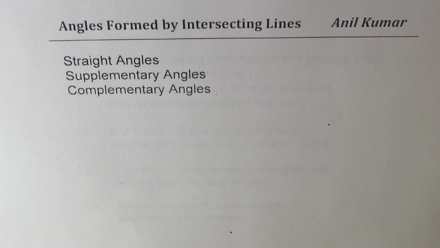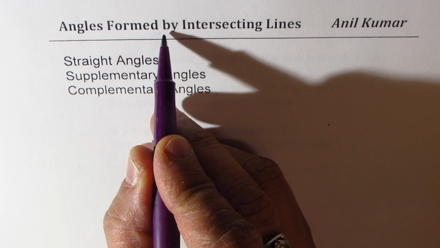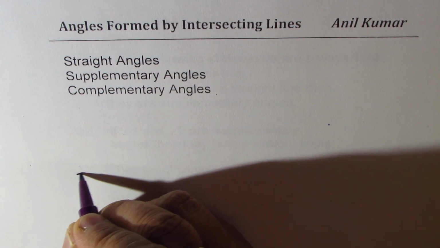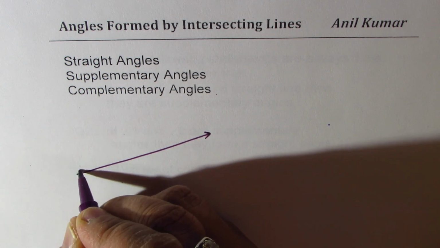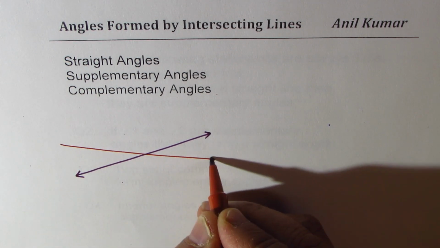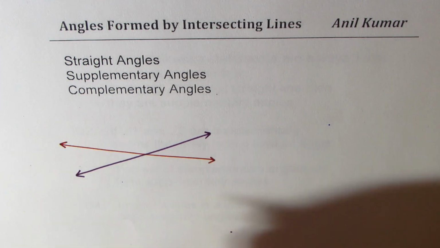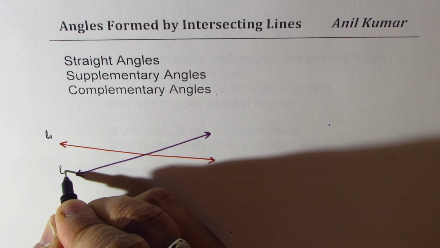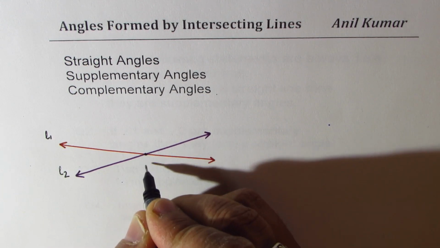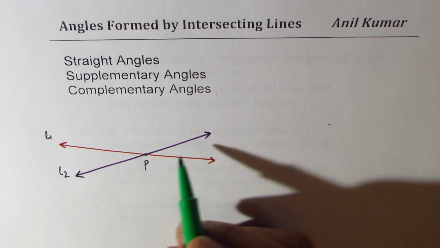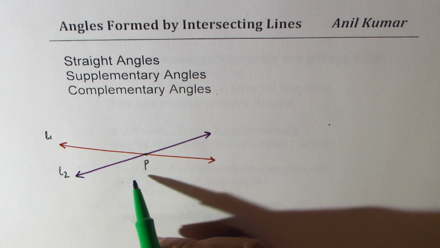So the major topic here is angles formed by intersecting lines, right? So let's again draw intersecting lines. So this is one line for us, and let's say this is another line for us. Two lines. Let's number them as L1 and L2. They are intersecting at a point P. So whenever we have two intersecting lines, we can see 4 different angles.